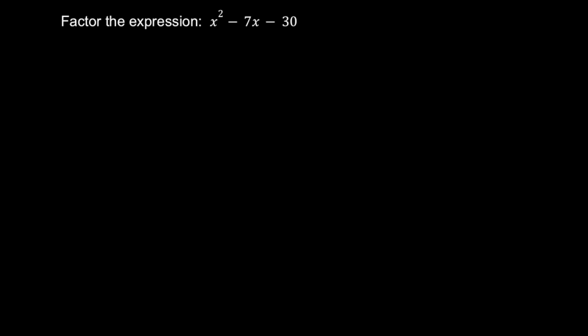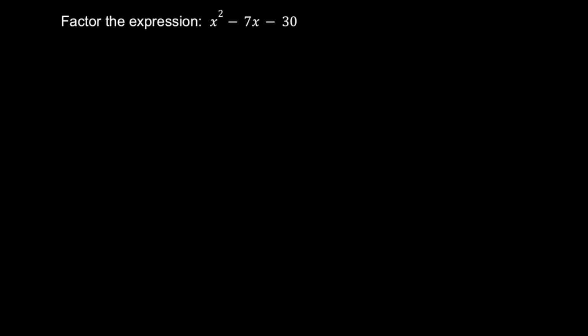Okay, in this example, we're going to be factoring the expression x squared minus 7x minus 30 by grouping. The first thing we would start to do is to check to see if there's a common monomial. There's not a common monomial in all three terms, so we can skip that. And the next thing we would check is to see if it's a pattern. But at the very least, 30 is not a perfect square, so it's not going to be a pattern.